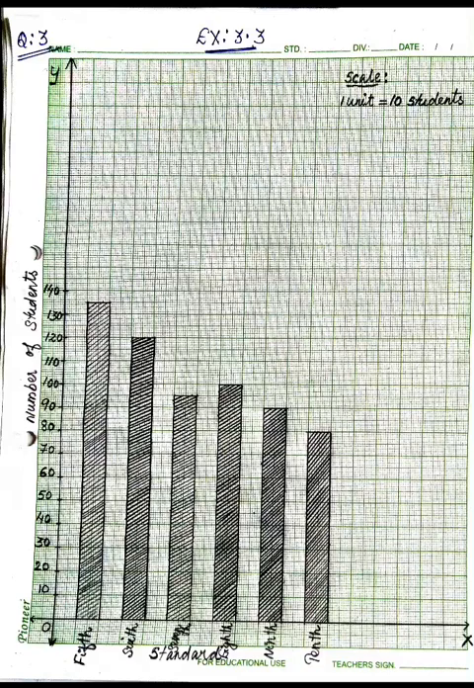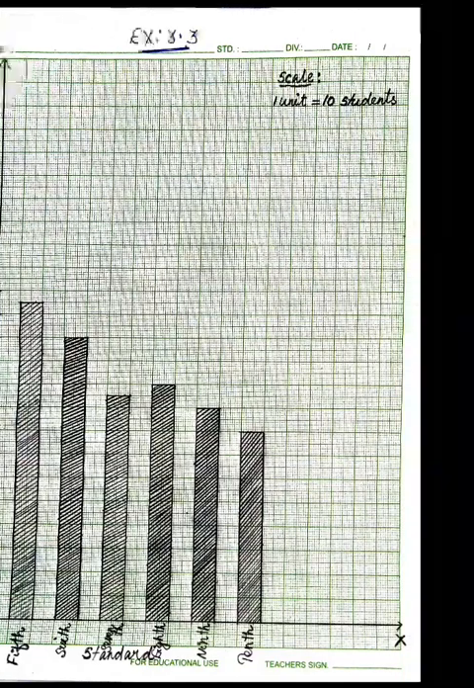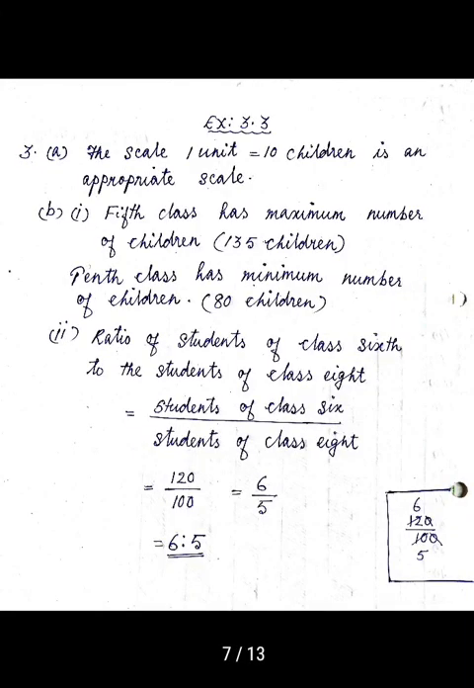Next, find the ratio of students of class 6th to class 8. In 6th how many students? 120, and in 8th 100 students. So how to find out the ratio? Ratio of students of class 6th to the students of class 8 is equal to students of class 6 divided by students of class 8. That is 120 divided by 100. Simplifying we get 6 upon 5. So the ratio is 6:5.